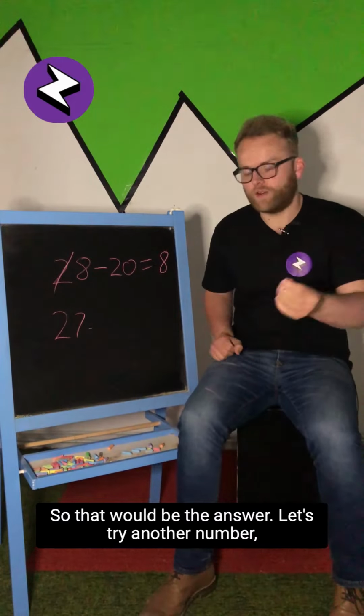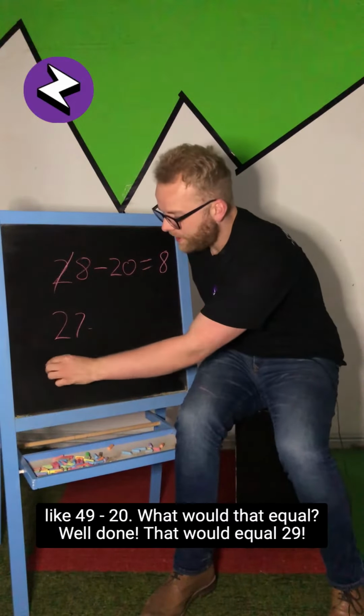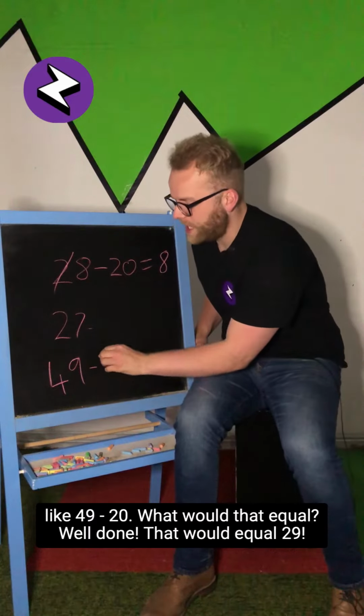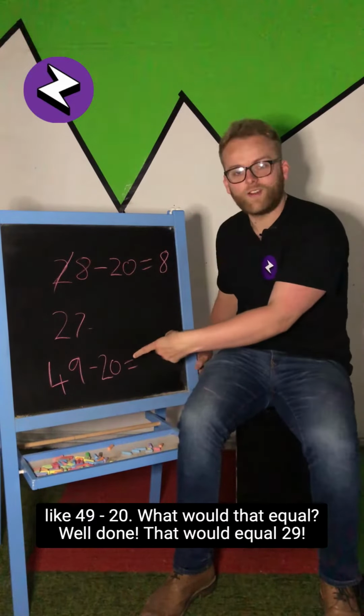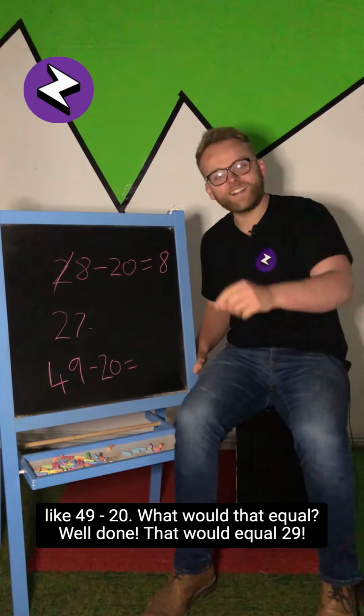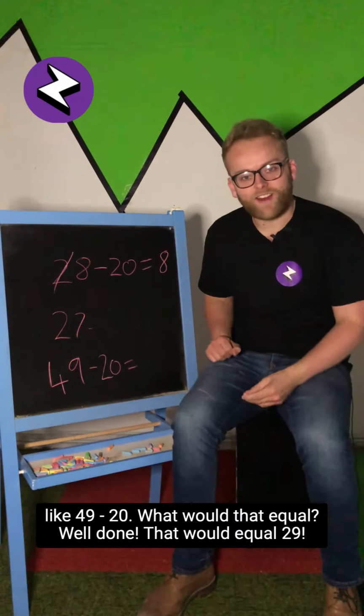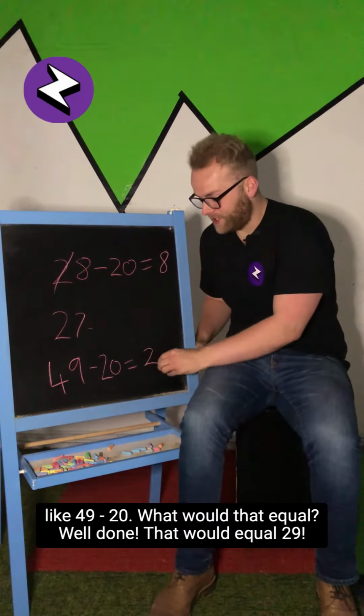Let's try another number, like say 49, take away 20. What would that equal? Well done! That would equal 29. You're getting it now, really good, okay?